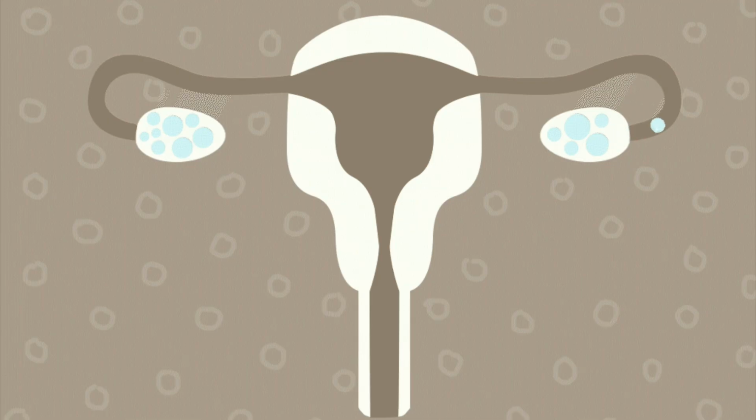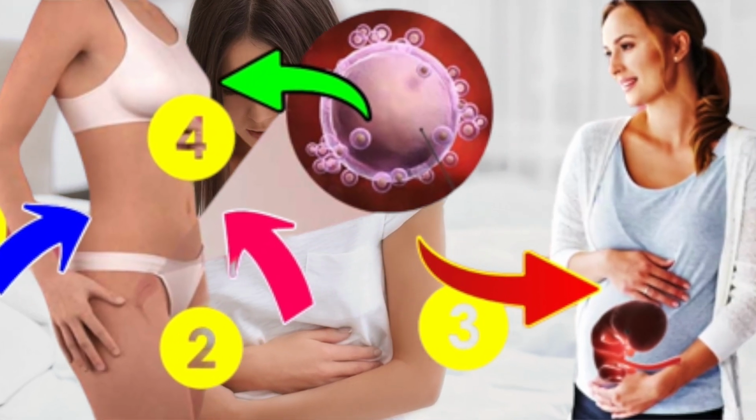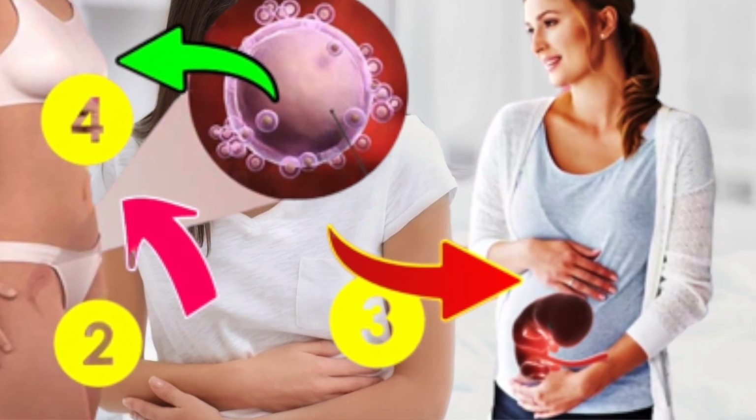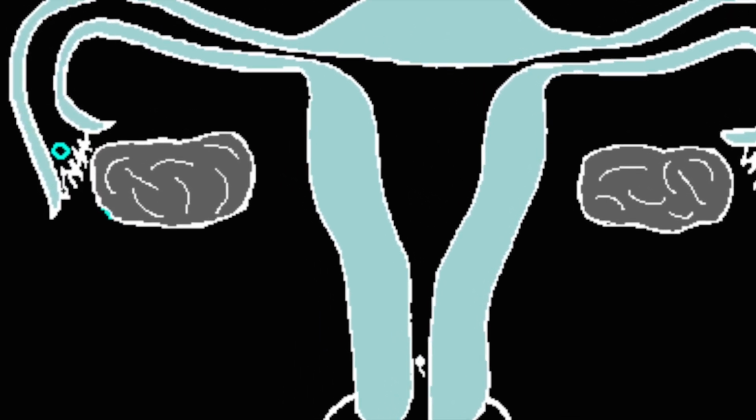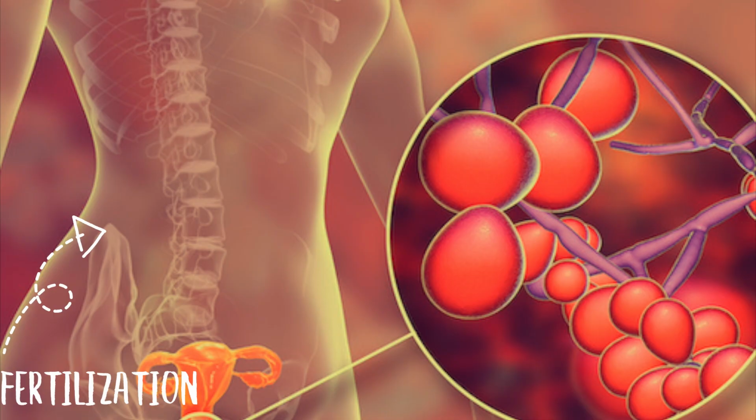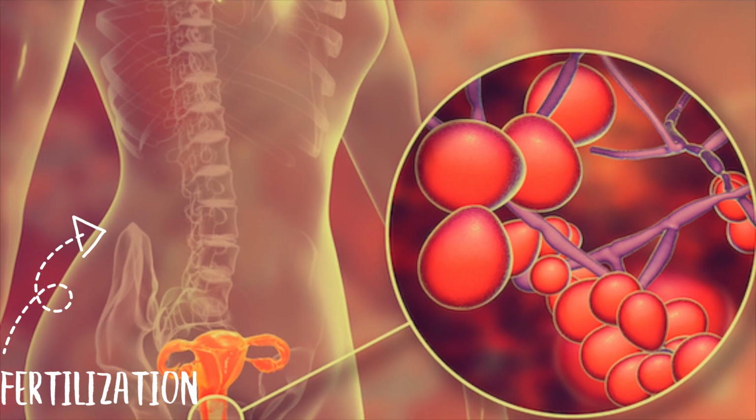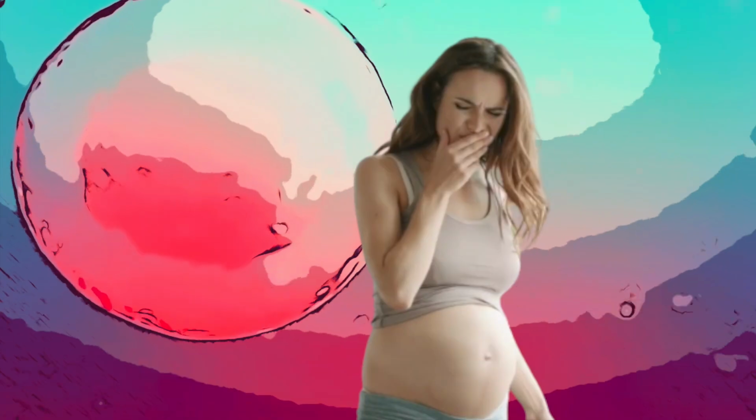As the egg is released from the ovary, it will travel in the fallopian tube and wait for the male sperm. When this female egg meets the male sperm, the fertilization will happen. So this is the very start of the baby formation, that is, with the fertilization of the egg by the sperm. Now let us understand what will happen in the third week of the pregnancy.